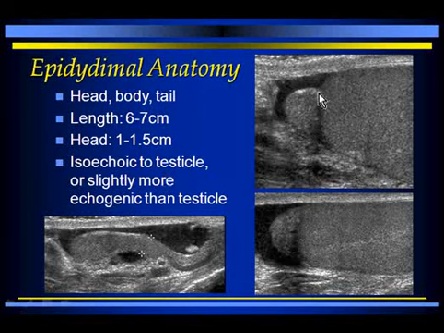So here we see the head of the epididymis, the body of the epididymis, and a sagittal view showing you the long axis with the tail of the epididymis down here, easily seen because there's a small amount of fluid or hydrocele within the scrotum.